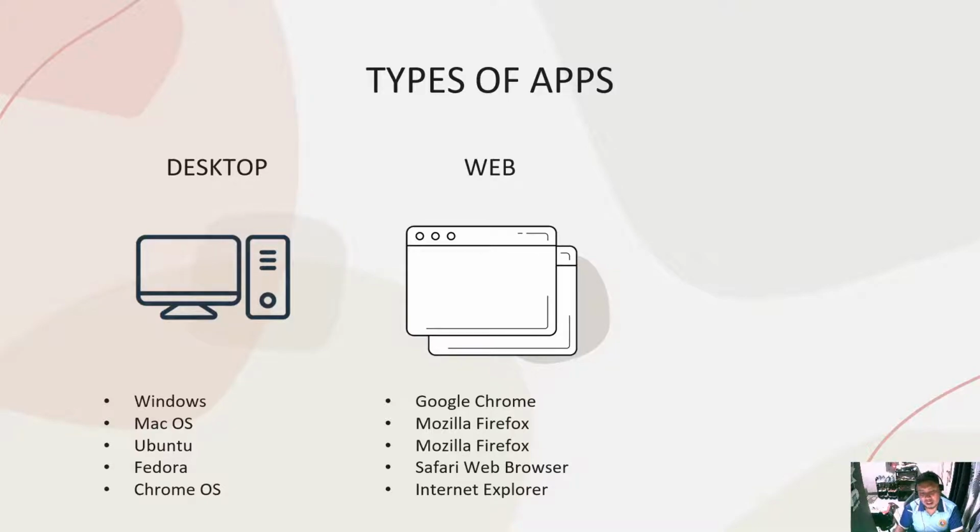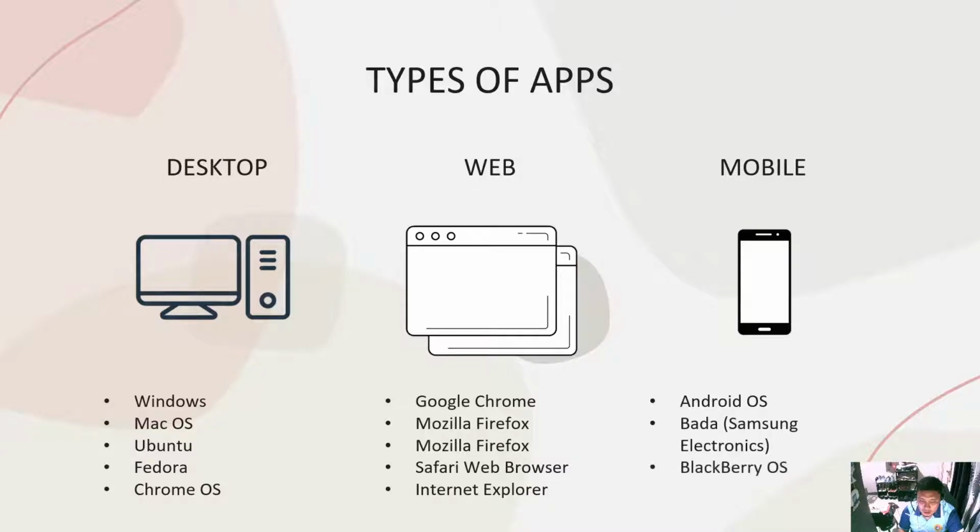Some applications can also be found on mobile, and those platforms are Android OS, Bada from Samsung Electronics, BlackBerry OS, iPhone OS, and iOS. So these are the types of applications under all platforms. Why am I telling you this? Because as developers, we are going to talk about the platforms on which our applications are to be run. Depending on the popularity of the app, some apps like Facebook originally started on the web platform.